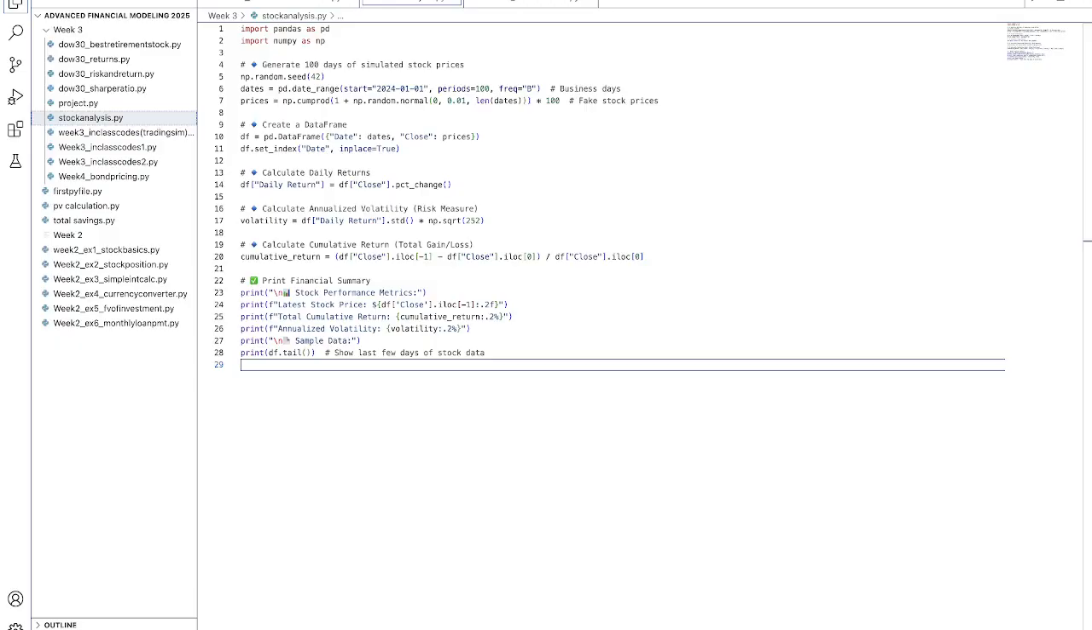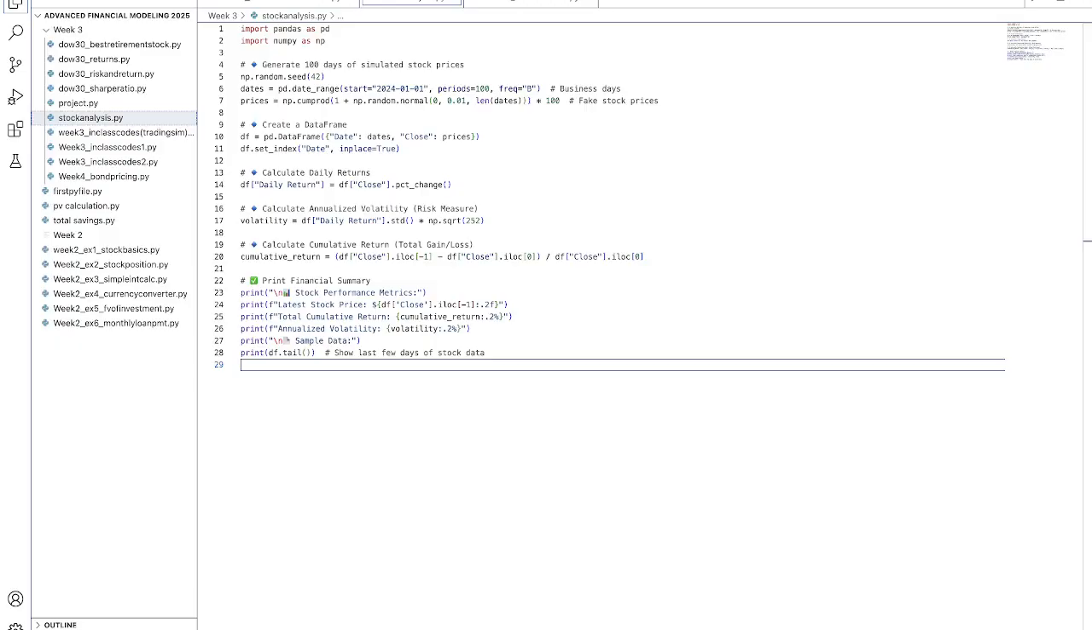Next, we're going to be creating a data frame to store this data. This is going to store generated stock prices in a structured time series format. The date is set as the index, and this is going to allow for easier time-based analysis.